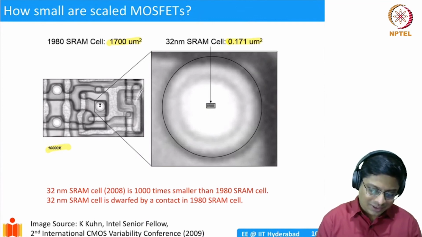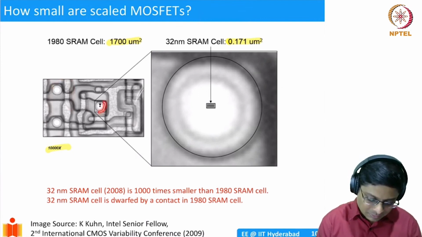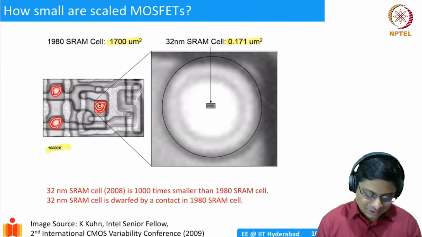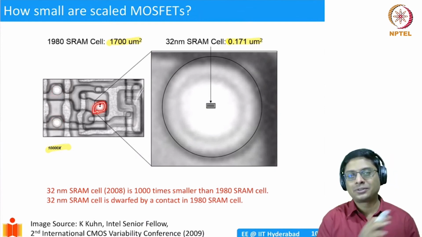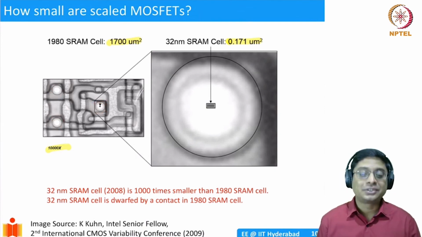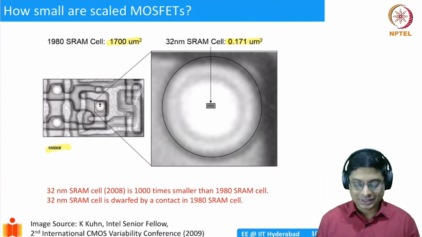You will probably not understand what all these things mean here. So these are all some connections and some contacts. You see here, these bright spots are the contacts. So your SRAM cell is probably going to be very, very small compared to the contact of 30 years back. That is the extent of technology that has advanced.